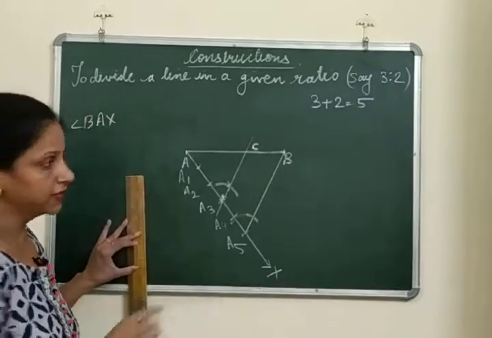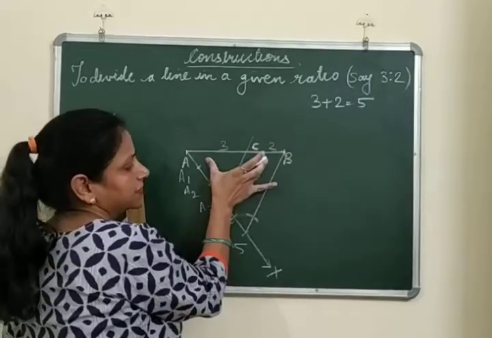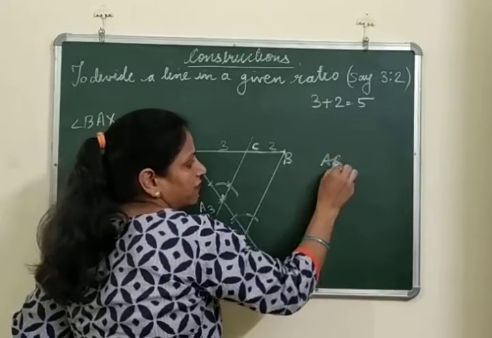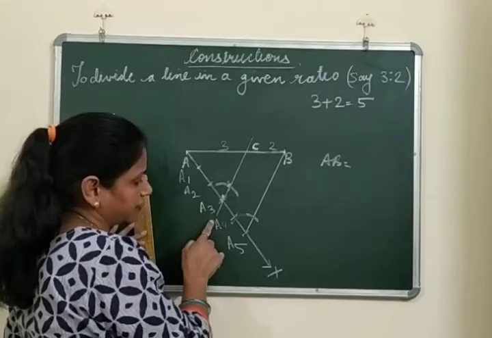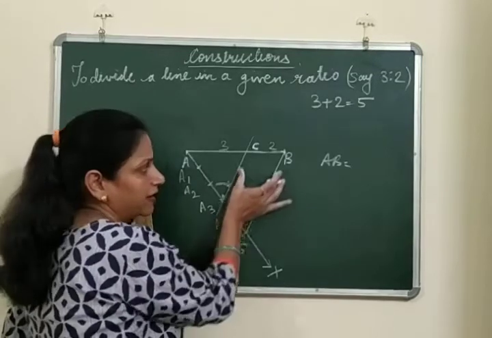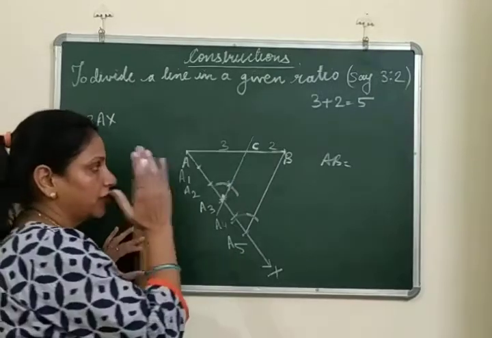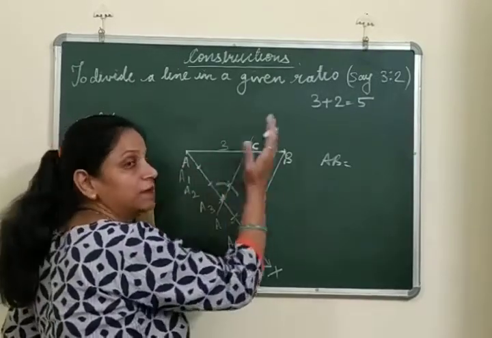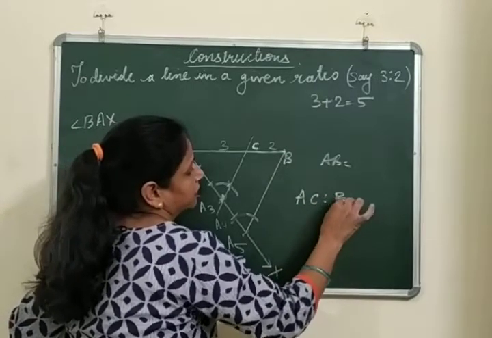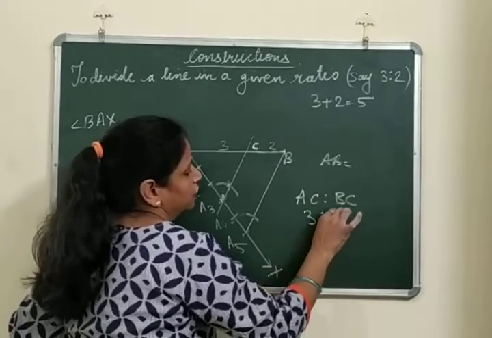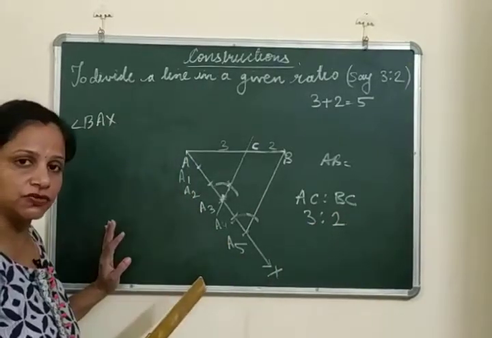Just see, this will be your 3 parts and this is your 2 parts. That means this is complete, AB was 5, and this is in the ratio 3:2. This is A3, and after A3, A4, A5. You have made a parallel line like this. So this AB is divided into 5 parts in which 3 parts are on one side and 2 parts on another side. That means now AC to BC will be 3:2. I hope the construction is clear to you.